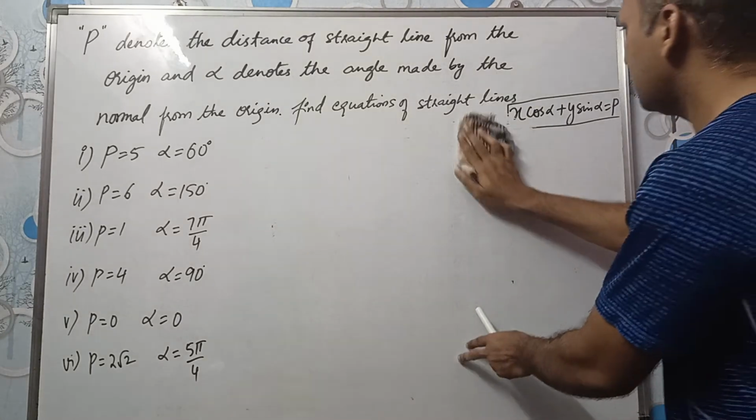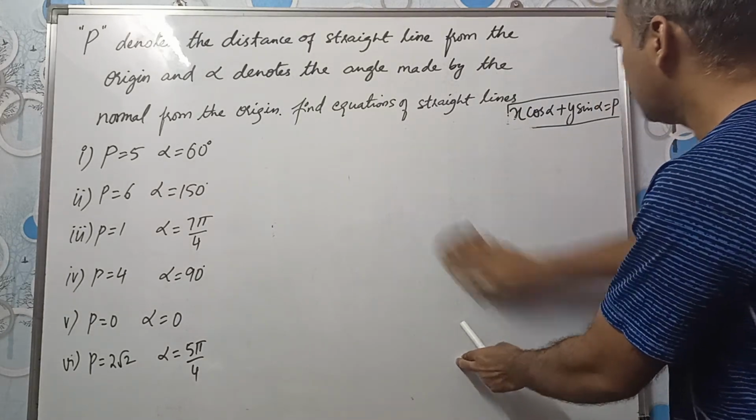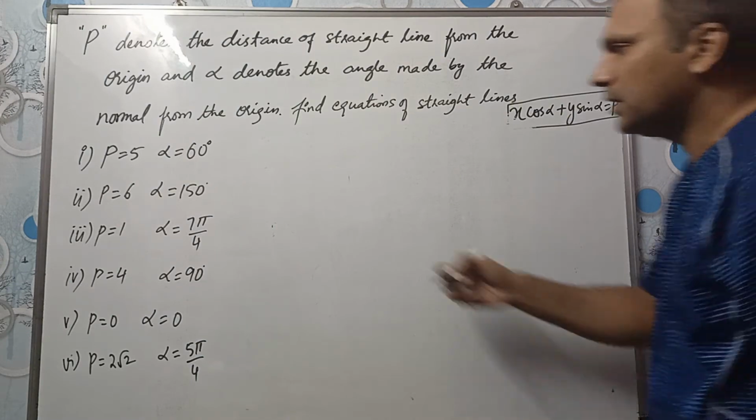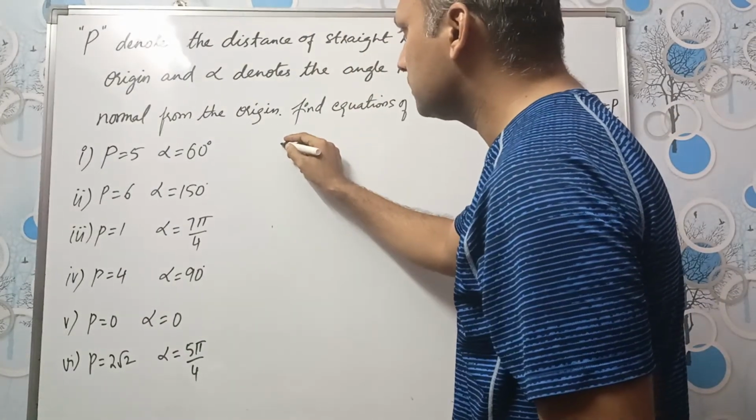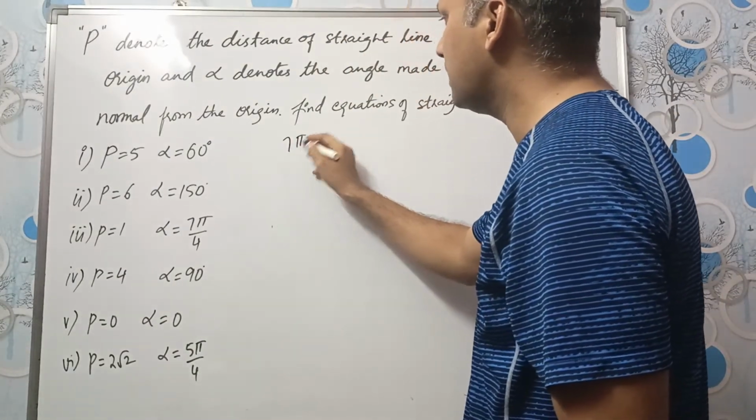Okay, now the third one, 7 pi by 4. Okay, what is 7 pi by 4?